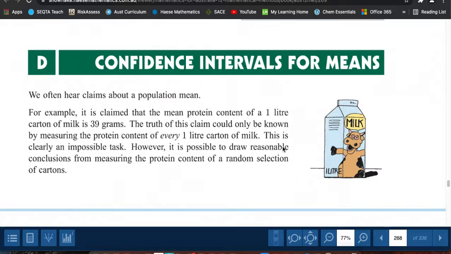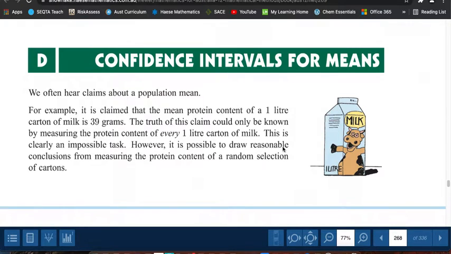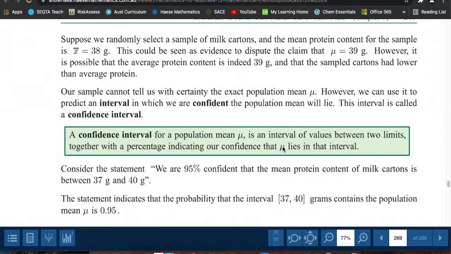We could say we're confident that the mean is between 38 and 40. We can start doing some of these ideas. Okay, so we'll just follow through this. I know it's just reading from the textbook, but we'll follow through this idea first, and then we'll have a look at some exact examples.